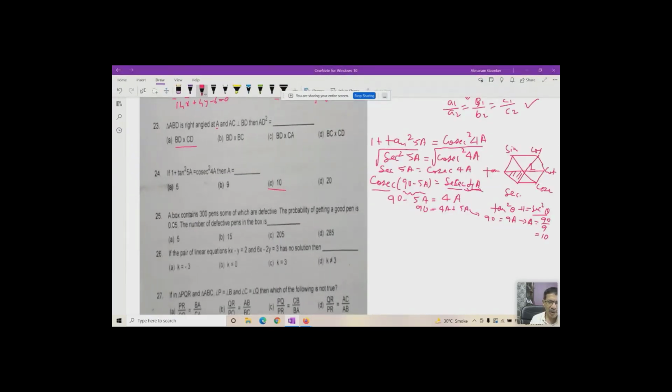And the next question is question number 25. A box contains 300 pens, some of which are defective. The probability of getting a good pen is 0.95. The number of defective pens in the box is dash.